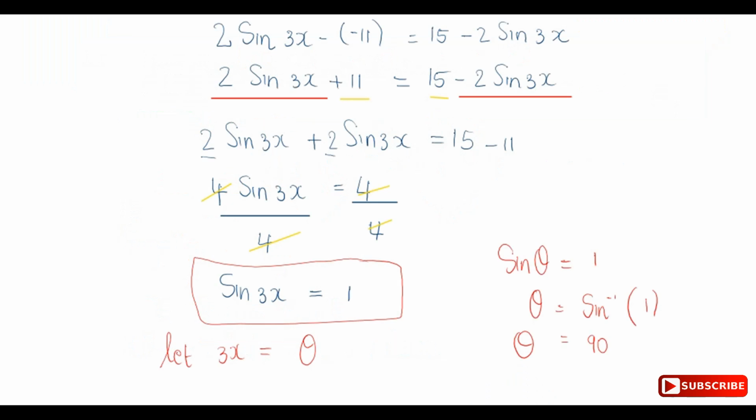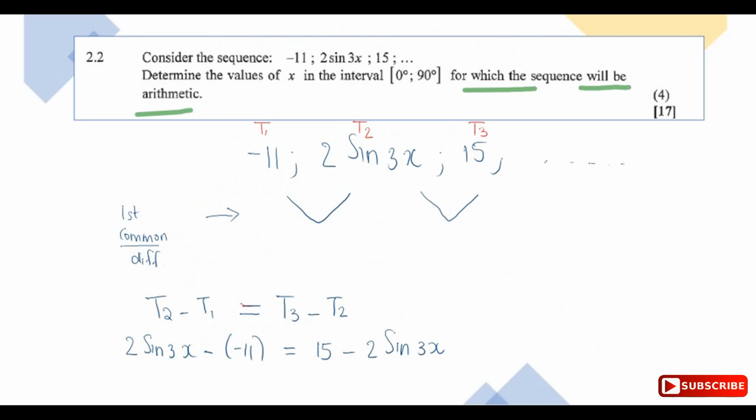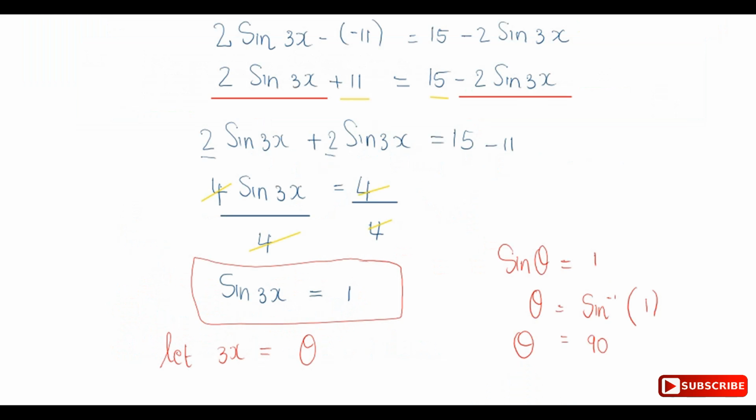What is important for you guys to see here is that when you're working with an arithmetic sequence, you need to remember that you always have a common difference. And what does that mean? It means that when you take your t2 minus your t1, that will be equal to your t3 minus your t2. And then we literally wrote that by substituting the values that we were given. And then from here, what did we do? We just simply solved this equation by isolating your sine 3x on your left-hand side, and we find that your sine 3x is equal to 1.